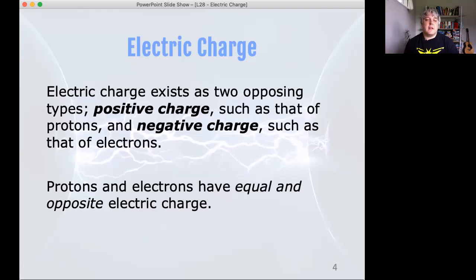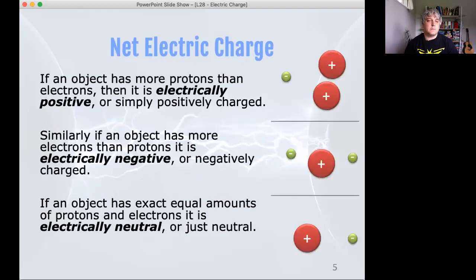Protons and electrons have equal and opposite electric charge. They have positive and negative, but they actually have the exact same magnitude of electric charge as well. You've probably already picked up on this concept of net electric charge, the idea that if something has more protons than electrons, it'll be electrically positive. If it has more electrons than protons, it will be electrically negative. And if it has the same number of protons and electrons, it will be electrically neutral.